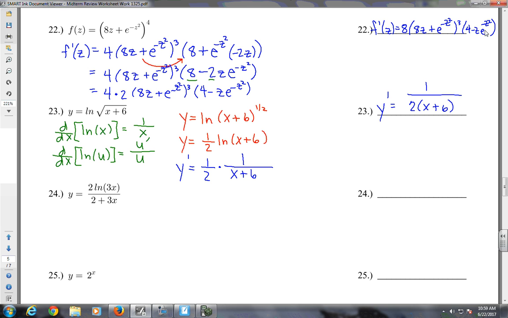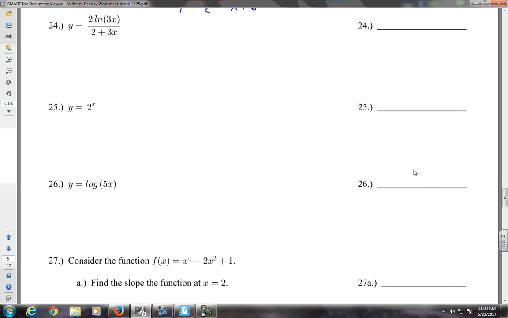Okay? Problem 24 is also dealing with a natural log function, but notice it is in the context of a quotient. So which rule should we use? Quotient rule. So let's plan out our quotient rule here. A good habit is to square the denominator first so that you understand which term to begin with in the numerator. That way we'll get our numerator in the right order. So we have the denominator 2 plus 3x. Now we need to multiply by the derivative of the original numerator.